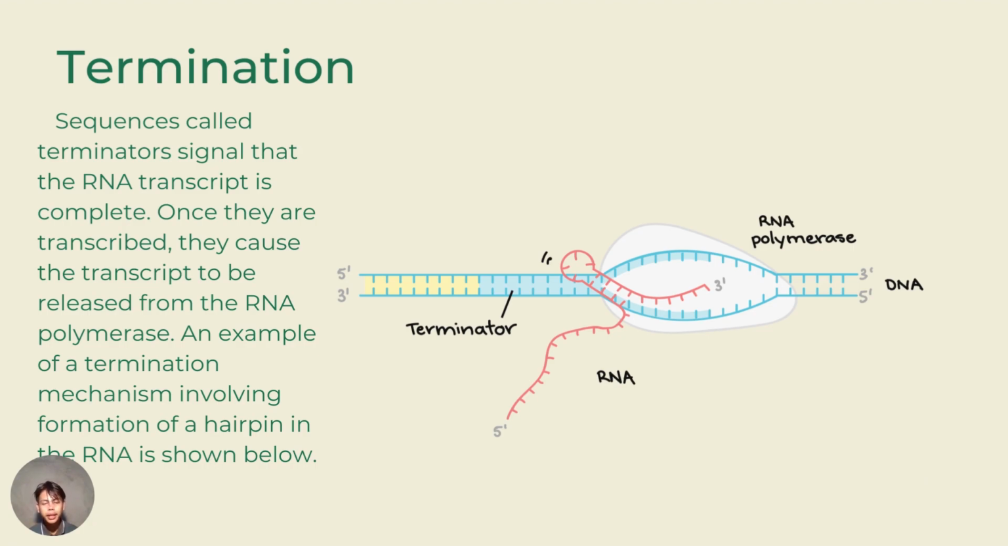So, we can see here in the figure that there is a hairpin structure. Our RNA has formed a hairpin structure. And when we see that, it signifies that the termination process occurs.